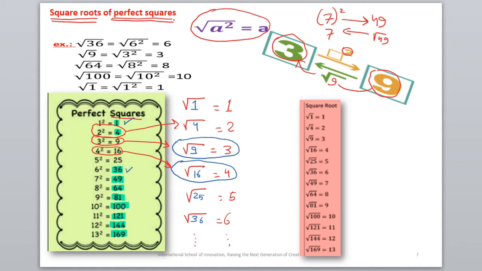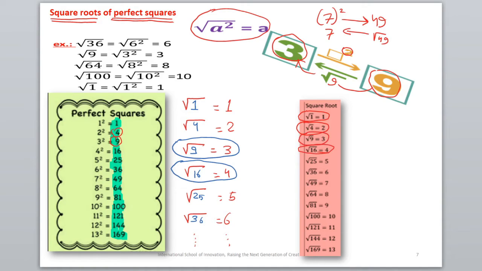We are just doing here square roots of these numbers that are perfect squares. Who are the perfect squares? The perfect squares are those numbers that I marked in blue. So the square root of 1 is equal to 1. The square root of 4 is equal to 2. The square root of 9 is equal to 3. And so on. The square root of 16 is equal to 4.